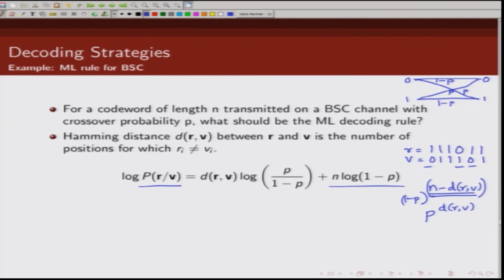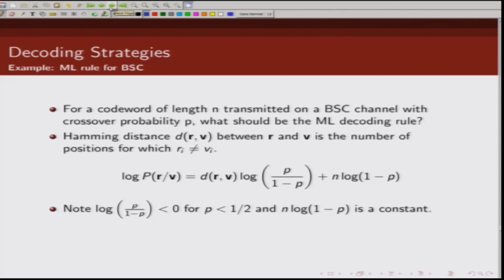In other words, we should choose a code word v in such a way that d(r,v) is minimized. When d(r,v) is minimized, only then will minus of d(r,v) be maximized. So, that is what we are saying here. Log of p by 1 minus p is less than 0, so this will be a negative quantity. When you want to maximize a negative quantity, this term should be as small as possible, and this term does not depend on selection of v.